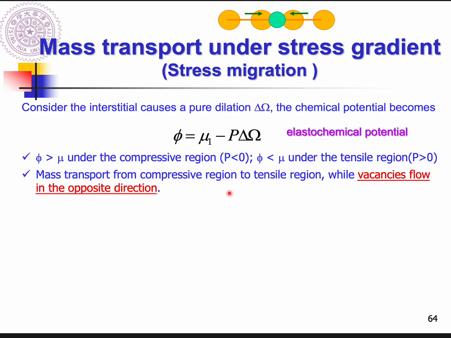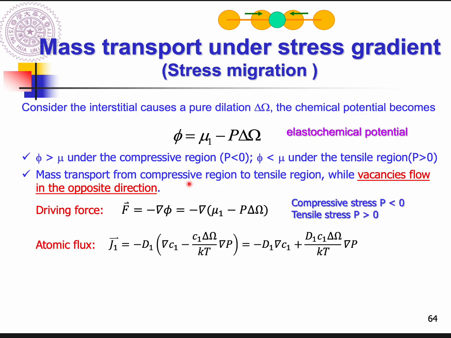So you will get the atomic flux. And if we switch to the vacancy point of view, the vacancy will flow in the opposite direction, from the tensile region toward the compressive region. In order to quantitatively describe this atomic flux induced by the stress gradient, first of all we need to formulate the driving force. As we mentioned, as long as you know the chemical potential term, you take the gradient, minus gradient, then you know the driving force.